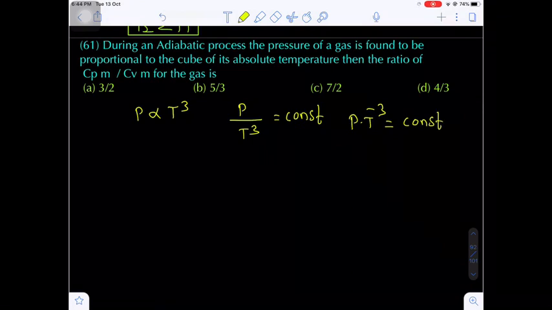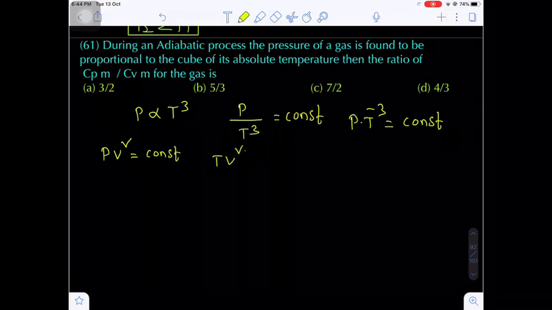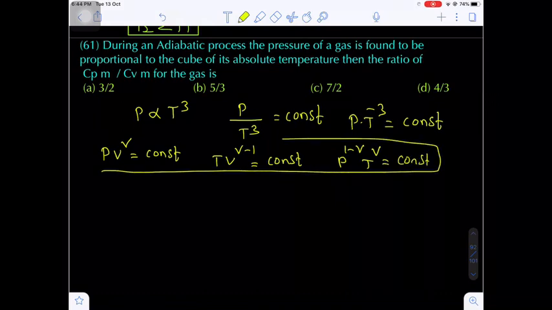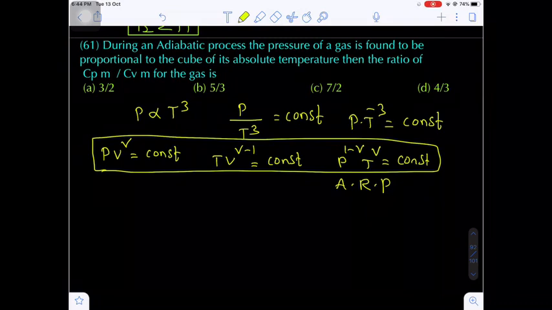Okay. Now here we know the relation of adiabatic reversible processes. PV to the power gamma is equal to constant. TV to the power gamma minus 1 is equal to constant. And P to the power 1 minus gamma and T to the power gamma will be equal to constant. So these 3 relations we have to remember regarding the adiabatic reversible process.